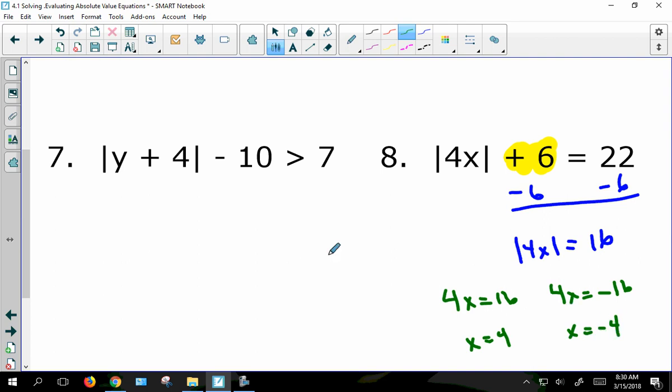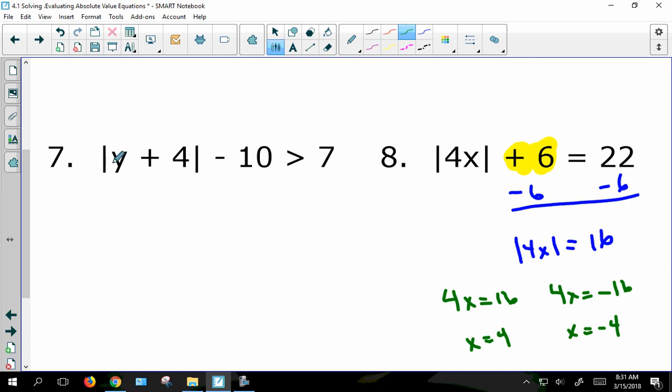Now I'm going to warn you right now. You guys do this on the test. You say, oh, I just got a shortcut. I'll just solve one and say the other one's negative. It doesn't work on all of them. It only works when there's a number with your x. Something like this, y plus 4, it doesn't work.